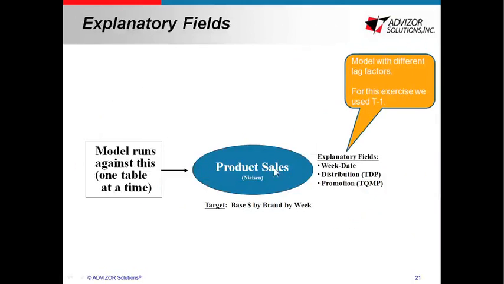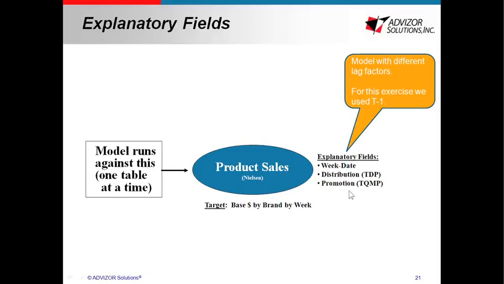So the model runs against a table. In this case, the table was product sales from Nielsen. The target was the base dollar by brand by week, so we aggregated transactions into a brand-week roll-up. The explanatory fields in the product sales table were the week; obviously, there's cyclicality, so what week of the year matters. There were distribution discount points, because this sells out through distributors and retail channels. So along with the sales, we had the discount levels for that particular brand for that week.